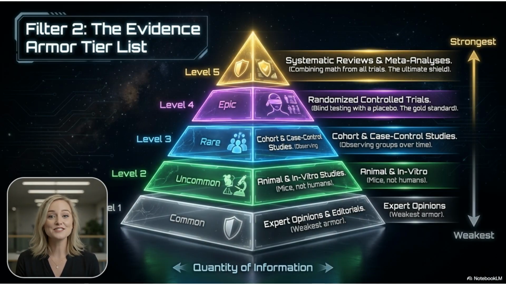Filter 2 is the evidence armor tier list. It shows the weakest evidence, like expert opinions, at the bottom, and the strongest, like systematic reviews and meta-analyses, at the top. Always seek the highest level of evidence.